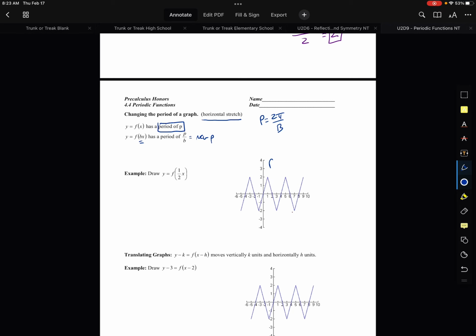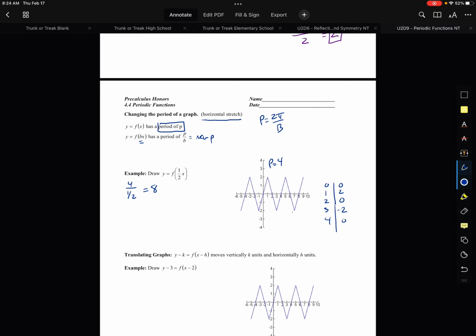So for our original graph here, the period is 4. But if we take 4 and divide it by half, our new period is 8. So this graph is stretched, it's pulled apart and stretched further. So everywhere where there used to be, think about, I guess, if we go with this. If I have 0, 0, if I have 1, 2, if I have 2, 0, and I have 3, -2, and 4, 0.